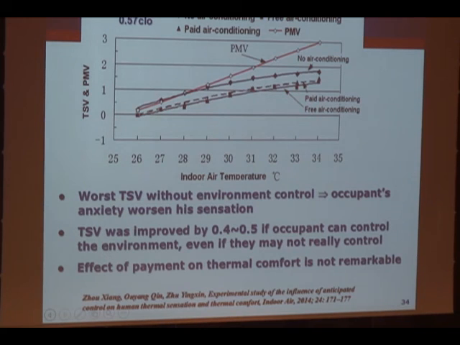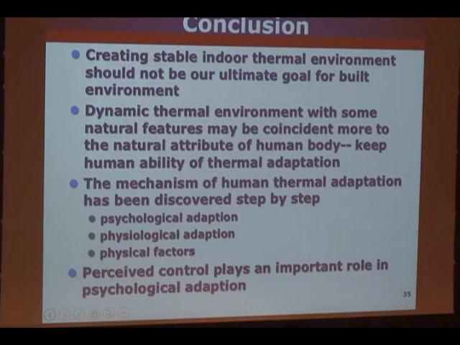So this shows that if people have no ability to control the environment, they will be anxious, so they will worsen their cooling sensation. The difference is about 0.2 to 0.5. So perceived control is so important. That's the conclusion. In my whole presentation, creating a stable indoor thermal environment could not be our ultimate goal for the built environment. A dynamic thermal environment with some natural features may be more consistent with the natural attributes of the human body, so it can keep people's adaptability.